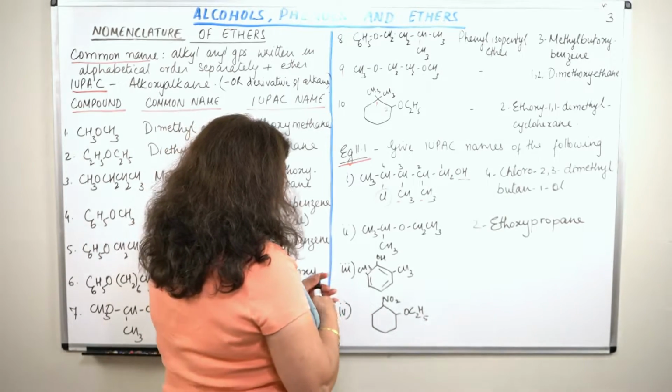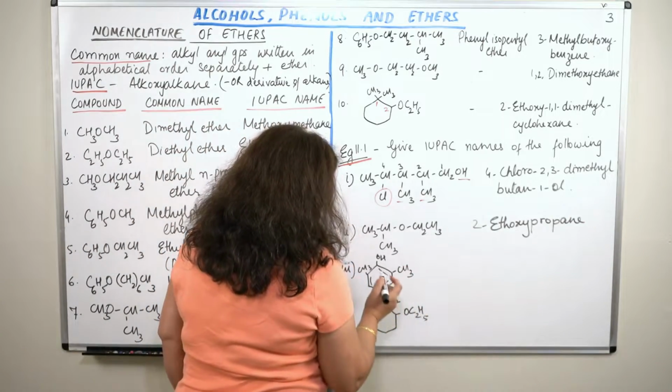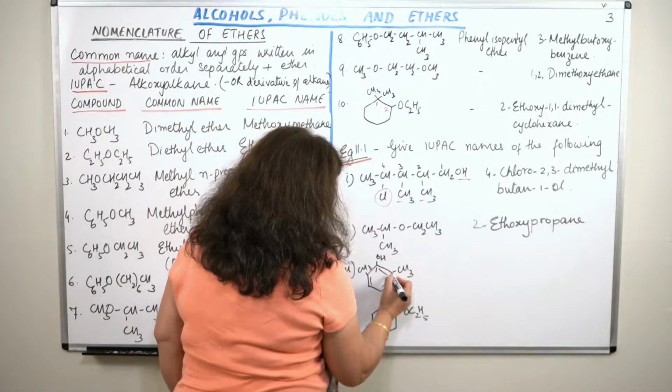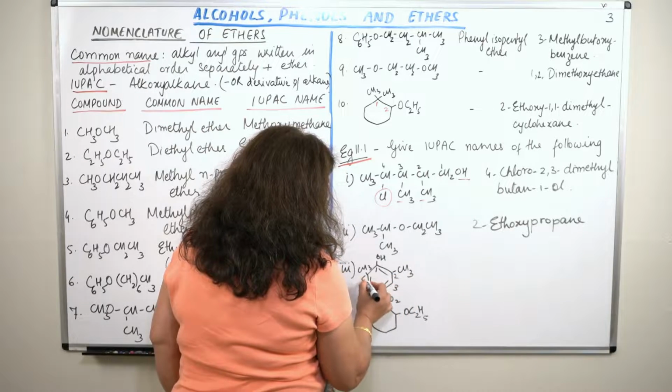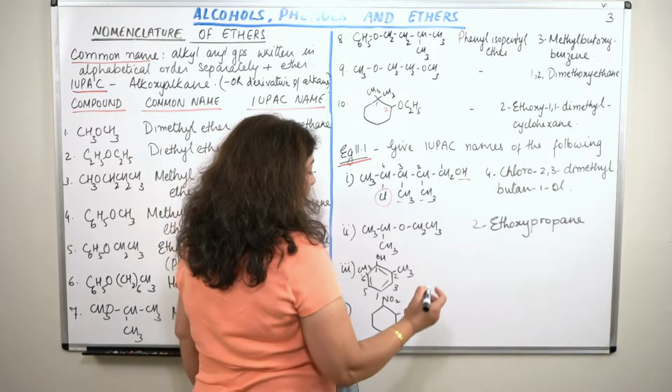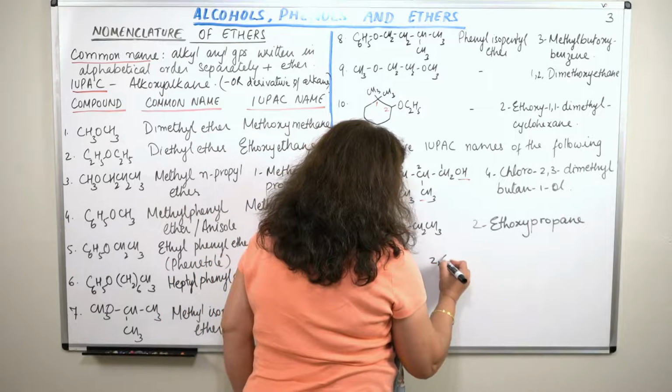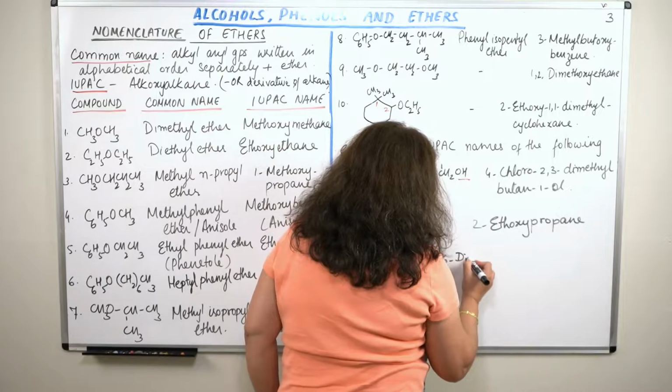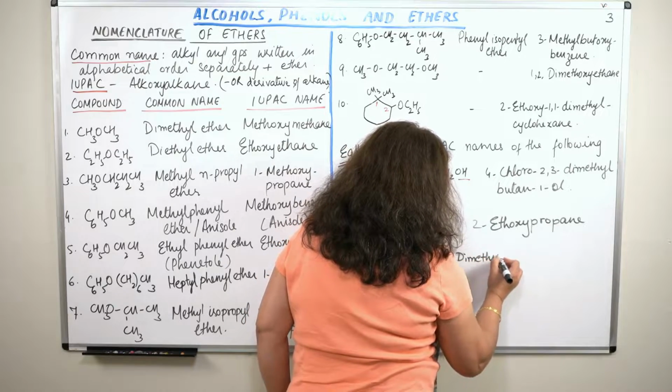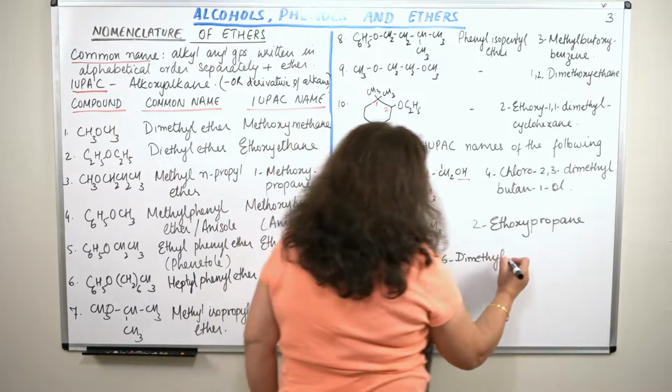So this is carbon 1. Yeah. So this becomes carbon 2, 3, 4, 5 and 6. So 2 and 6. So I'll write 2,6-dimethyl. 2,6-dimethylphenol.